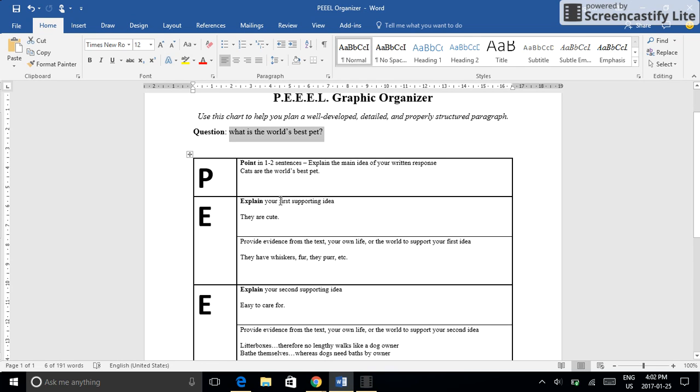After I've explained that, of course, cats are the best pet because they're cute, I'm going to give some evidence that they are cute. Evidence from either a text that I read, my own personal life, the world. Because this is a pretty simple topic, it's going to be pretty simple to answer this. So how do I know they're cute? Well, they've got nice little whiskers that tickle you when they give you kisses, and they've got soft fur, and they purr, which makes them really cute.